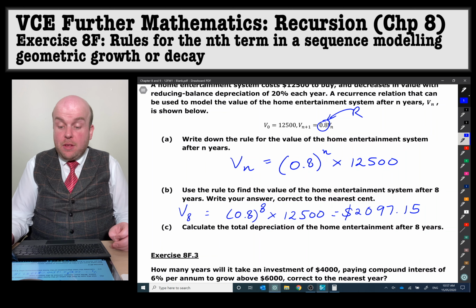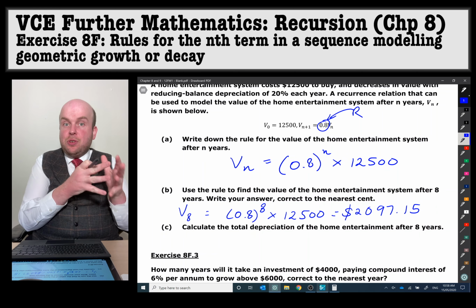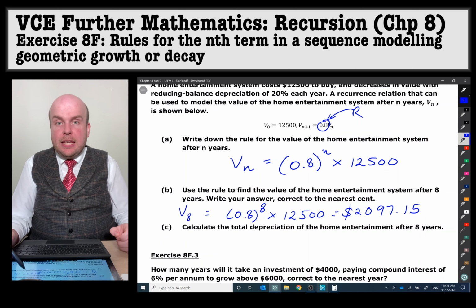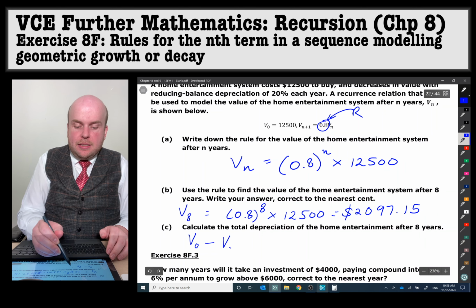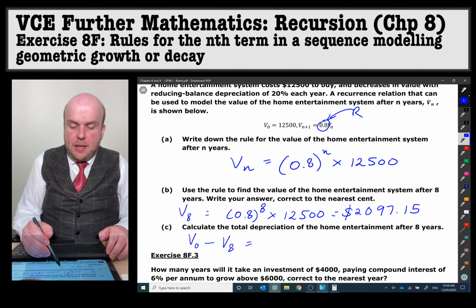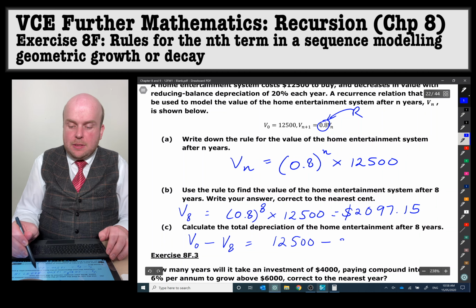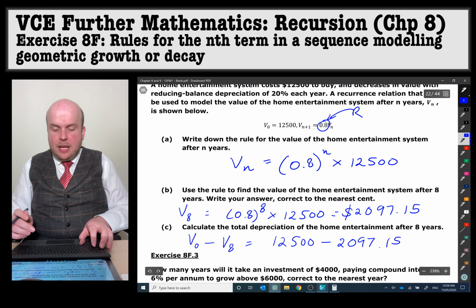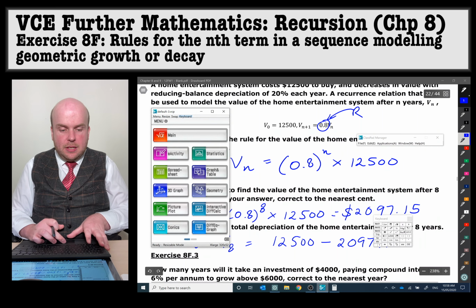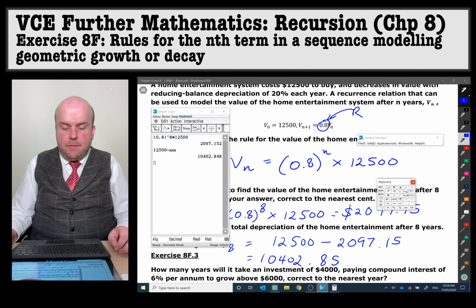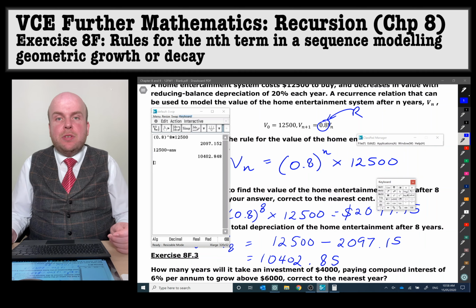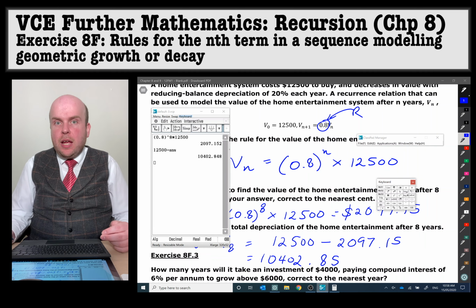Calculate the total depreciation of the home entertainment system after 8 years. So what does that mean? Well, what that means is that I need to take the initial value, subtract the value after 8 years to find out how much is plopped off. So we're going to take the V0 and minus V8. So this is going to be 12,500 minus 2,097.15. And again, I'd rather use an unrounded figure. That's how much that system has decreased by in 8 years.